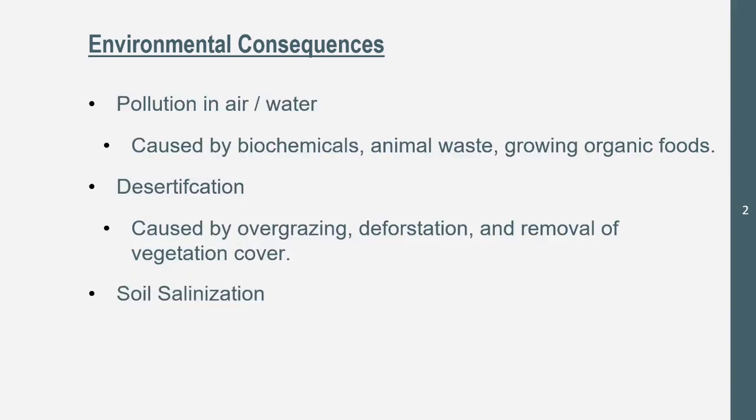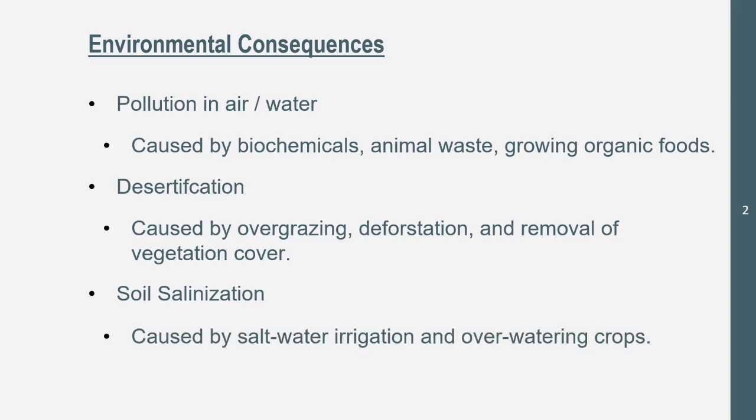Then the last one that we're going to cover is soil salinization. This is caused by saltwater irrigation and watering crops. So if you're giving your crops too much water, the soil can gain too much salt where it can't be used anymore, or cause plant problems. This can also be caused by using irrigation from salt water, because it's adding more salt to it. Fresh water doesn't really have that much salt in it, so it can't cause salty soil.